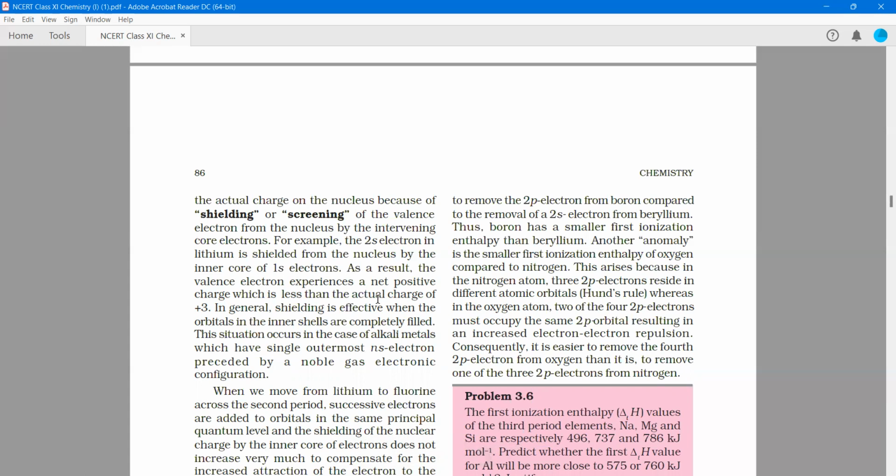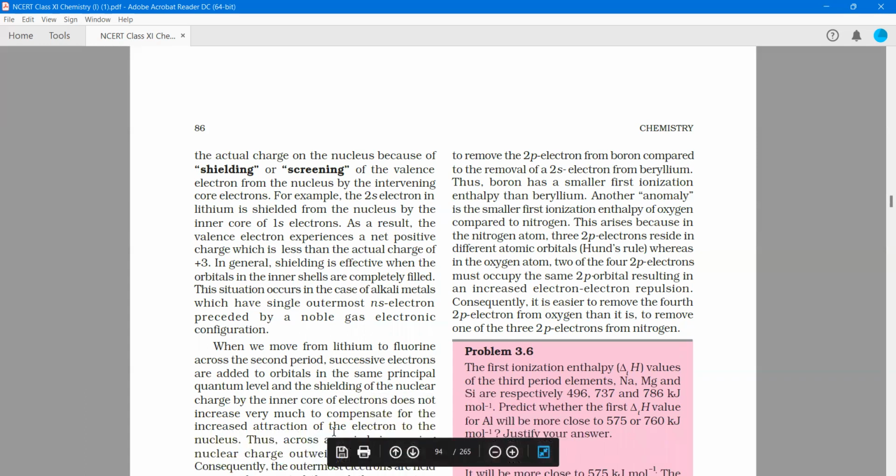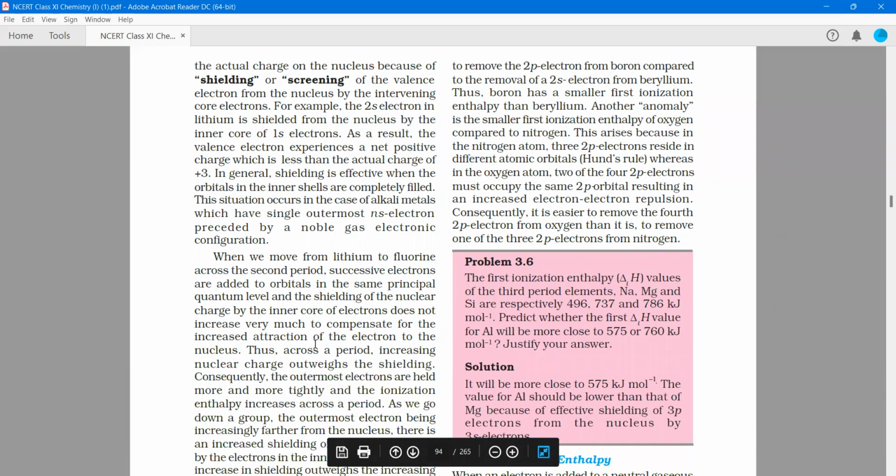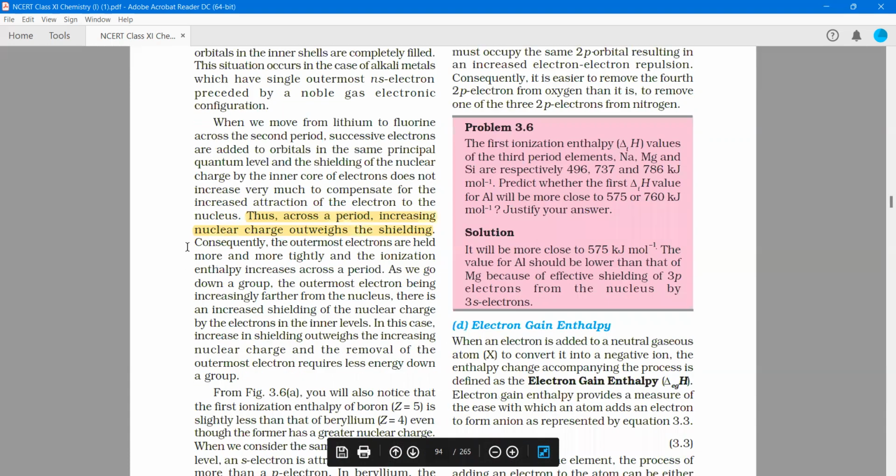But when you move from lithium to fluorine across the second period, successive electrons are added to the orbitals in the same principal quantum level. Again the same thing: the shielding of the nuclear charge by the inner core electrons does not increase very much to compensate for the increasing attraction of the electron to the nucleus. Thus, across a period, increasing nuclear charge outweighs the shielding. Consequently, the outermost electrons are held more and more tightly, and hence the ionization enthalpy also increases when you go from left to right.